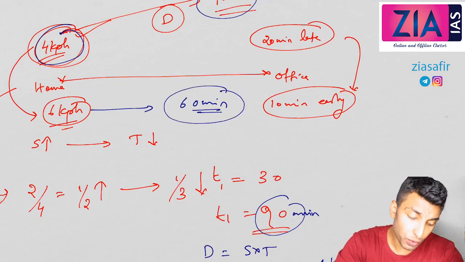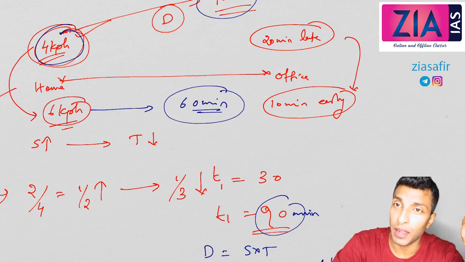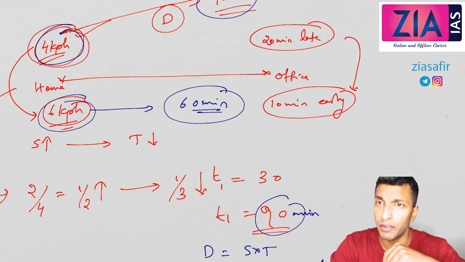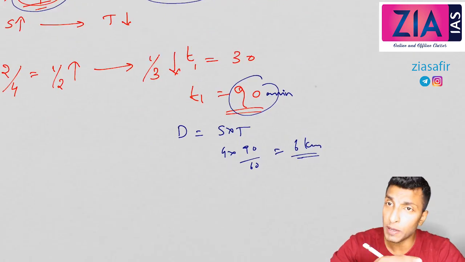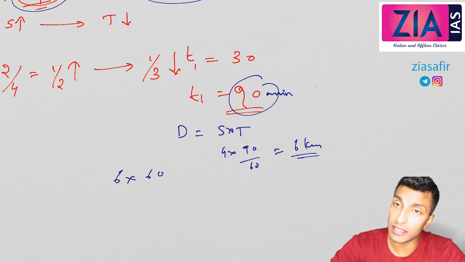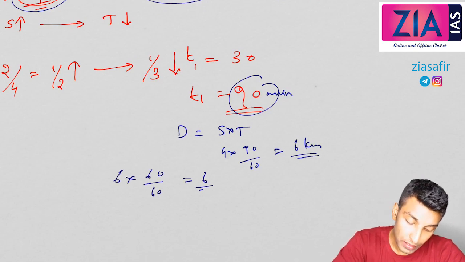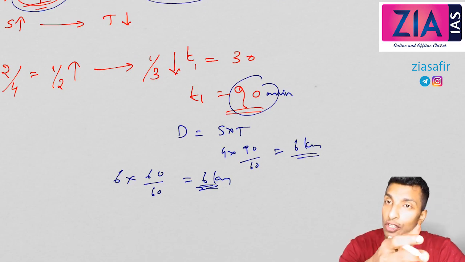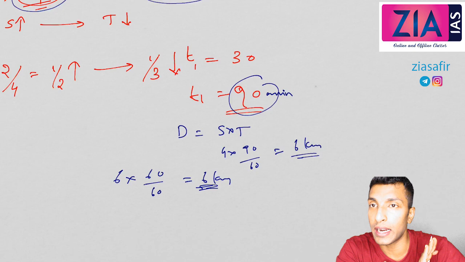Now I'm telling you there is no need to find this time. But since I have told you the first one is 90, I can get the second one also, that is 60, because 30 minutes is the difference. Now you can find distance by using this also if you wish. It will be the same, right? 6 into 60 by 60, you will get 6 km, because distance is constant in both cases. So distance you are getting constant.